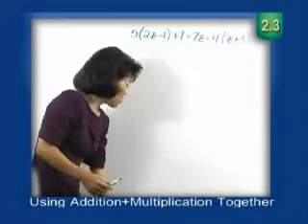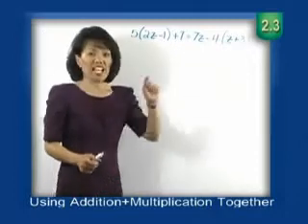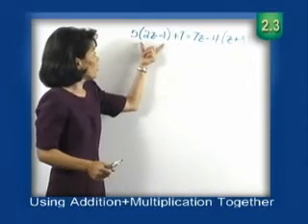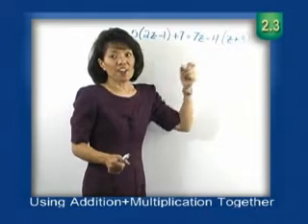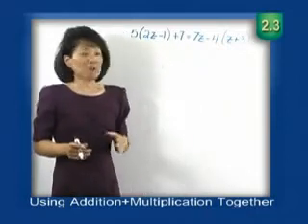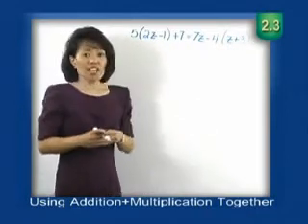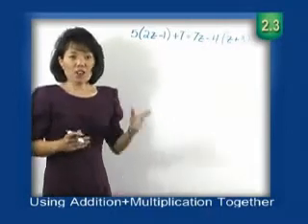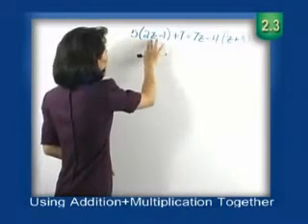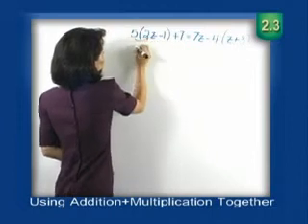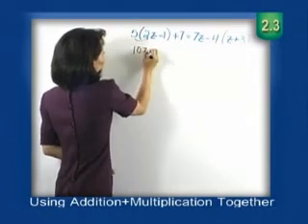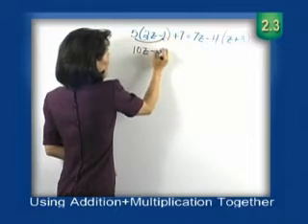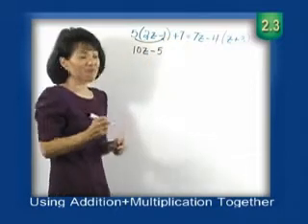Now, when I look at this equation, the first thing I notice is I have parentheses involved. Parentheses here and parentheses there. Now, I know from my experience that when I see a number outside of those parentheses, I want to incorporate the distributive property. So I'm going to do that now. 5 times 2z is 10z. 5 times negative 1 is negative 5.